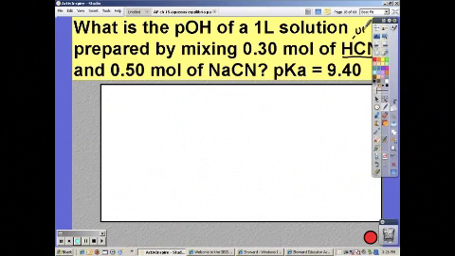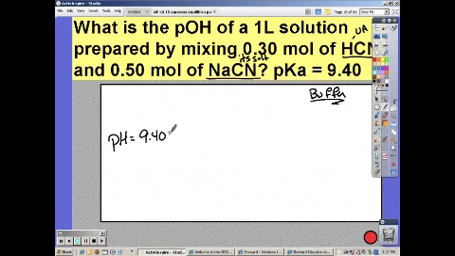Alright, so we are mixing HCN, which is a weak acid, and sodium cyanide, which is its conjugate base. Together, they're a buffer. If it's a buffer, we know our concentrations, so we can use our Henderson-Hasselbalch equation. We get our pH. It's equal to 9.62.